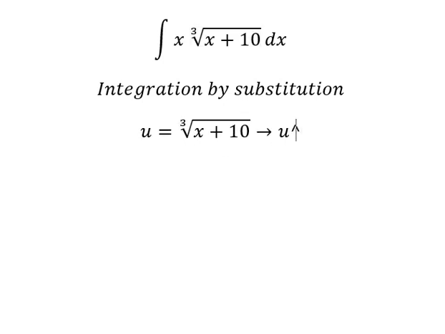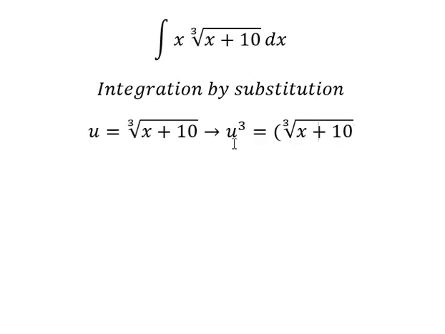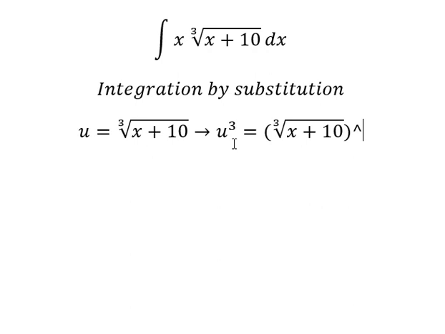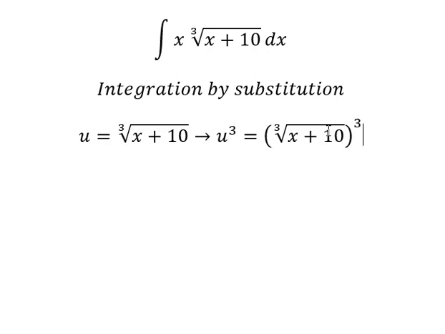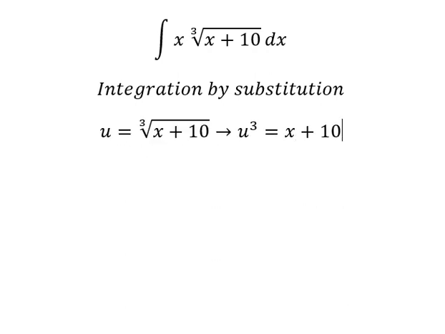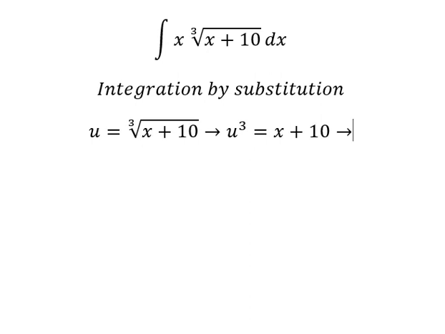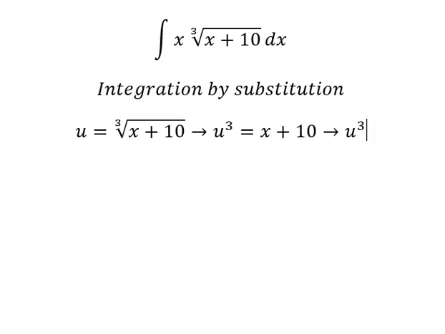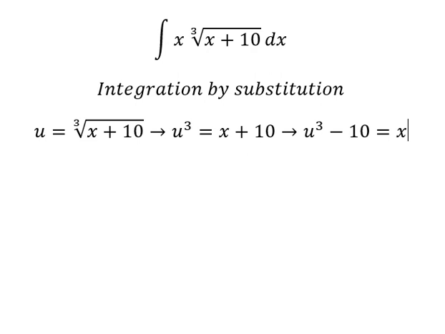We put the power of 3 on both sides to cancel the cube root. Because we have x in here, I will move the number 10 to the left. Next, we need to first take the derivative of both sides.